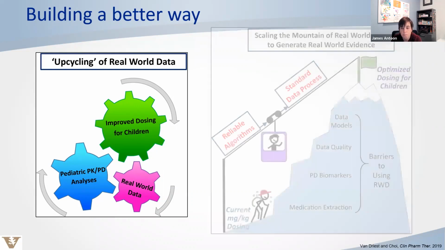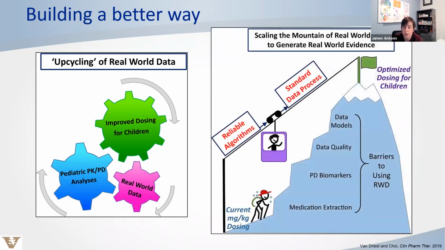Right now, there's lots of barriers to being able to do that. This is a tough hill to climb, as a little person in the red hat shows. But Lena's idea is that if we had reliable algorithms and a standard data process, there'd still be that mountain to climb, but we would be facilitated. It would be a lot easier to get up the mountain so that we could get optimized dosing for children.